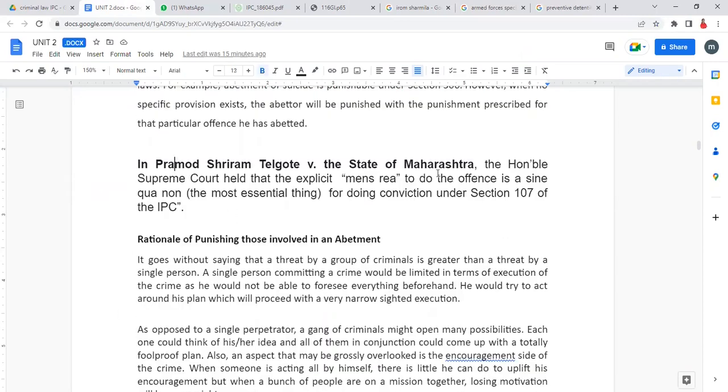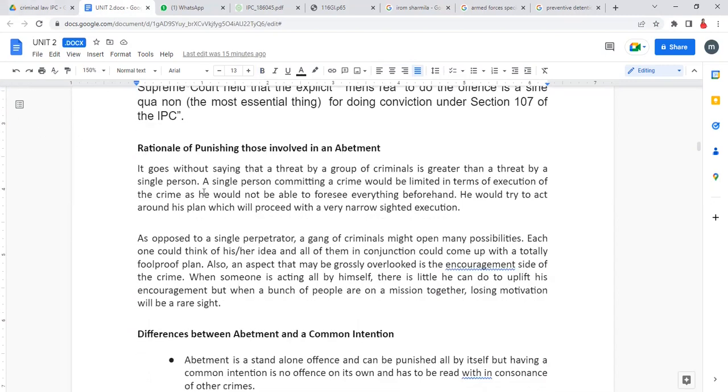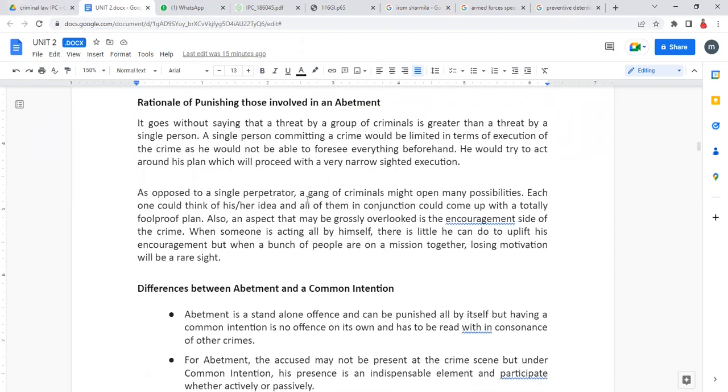There was this case wherein the Supreme Court held that explicit mens rea to do an offense is a sine qua non, a very important thing, for conviction under Section 107 of the IPC. So we require mens rea as well. It should not happen that the person was just saying something, the other one assumed he was directing him to commit a crime, and he ends up committing a crime. So mens rea would also be required.